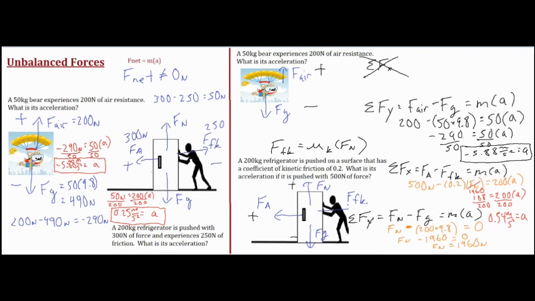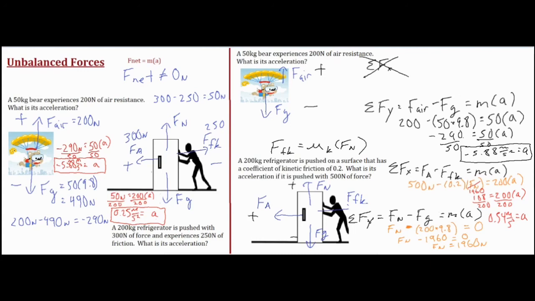All right, so I went ahead and plugged in my 1,960 for my normal force. When I multiply my 0.2 times my normal force, that gave me my force of friction, and then I subtracted that number from 500, which gave me 108. 108 equals 200 times A. I finished off by dividing by 200, and my final acceleration came out to 0.54 meters per second squared.